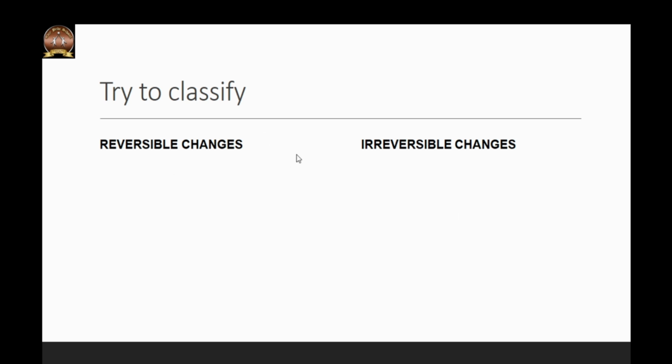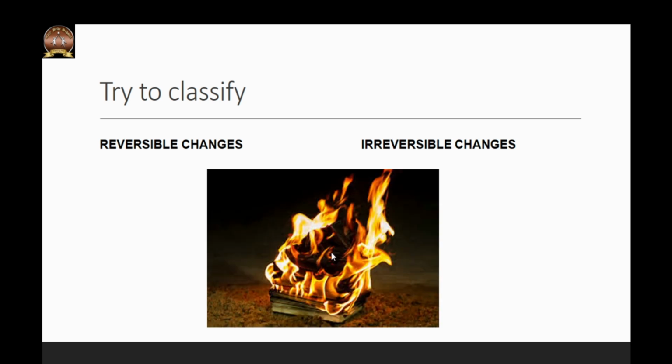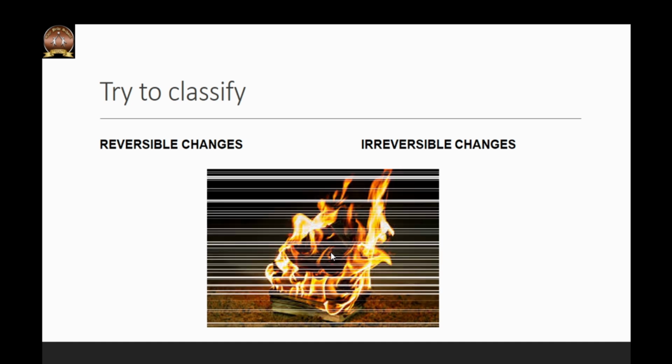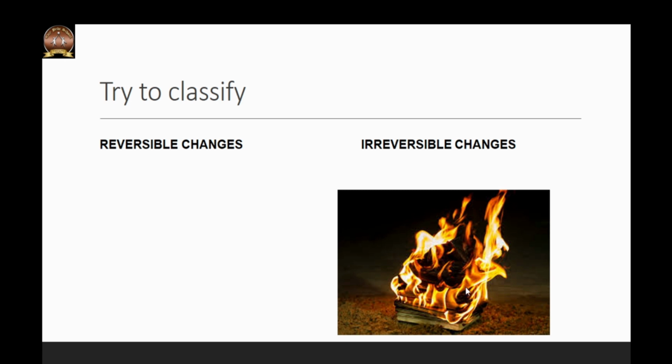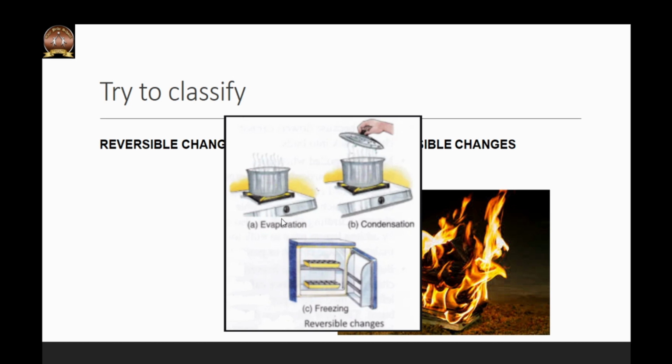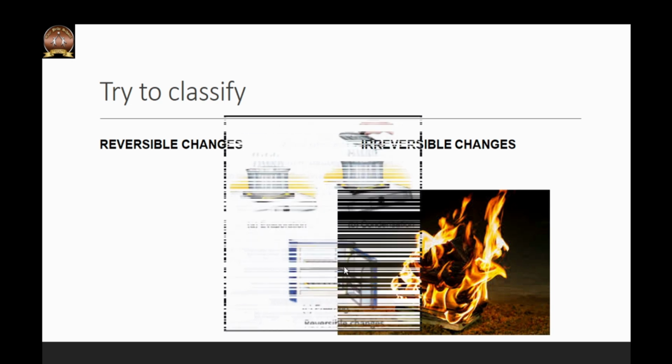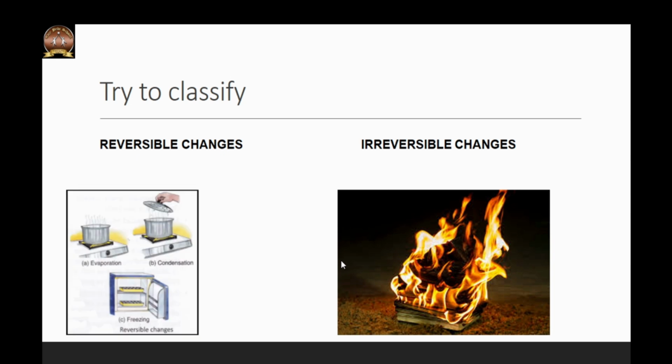Now let's try to classify the changes which will appear as reversible changes or irreversible changes. For the sake of completion, you could also try to classify if they are physical changes or chemical changes. Burning of paper is an irreversible change, and as you can see, because it is combustion, it's also a chemical change. Evaporation, condensation, and freezing are changes in the state of matter, and therefore they are reversible changes, and they are also physical changes.